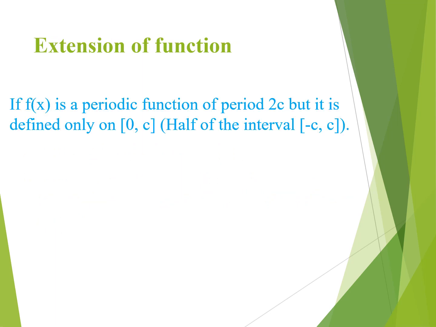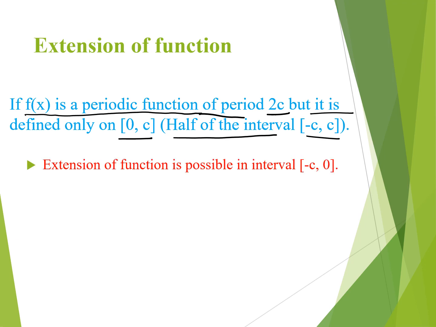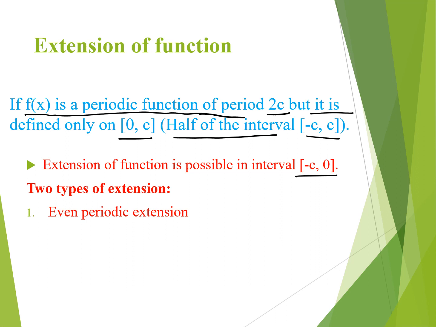Extension of a function. If f(x) is a periodic function over a period 2c, but it is defined only on 0 to c, that is, on half of the interval of minus c to plus c, extension of the function is possible in the interval minus c to 0. There are two types of extension: even periodic extension and odd periodic extension.